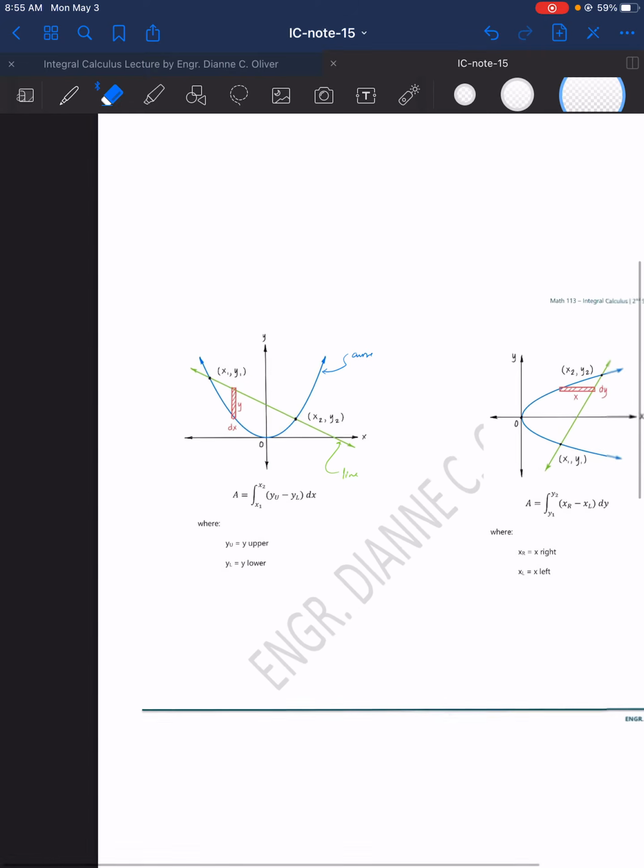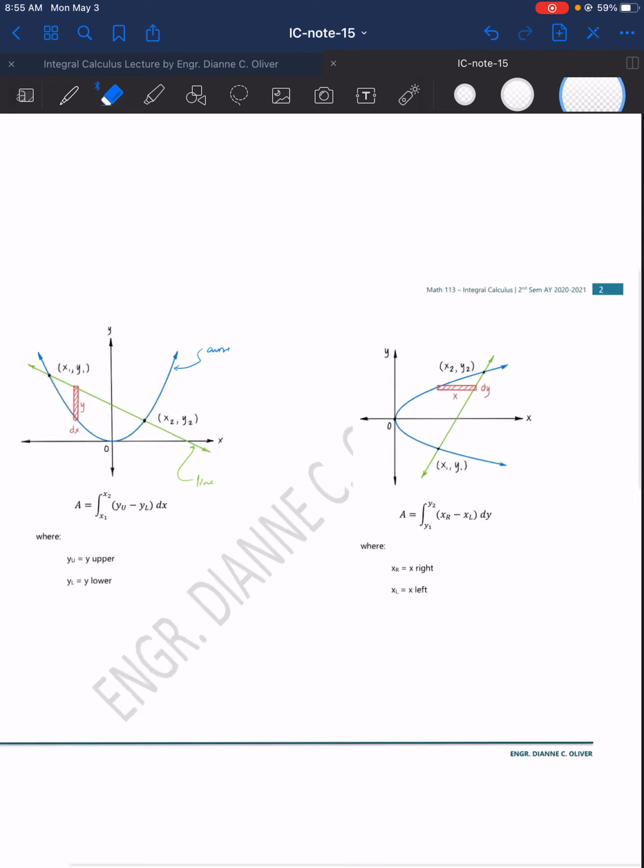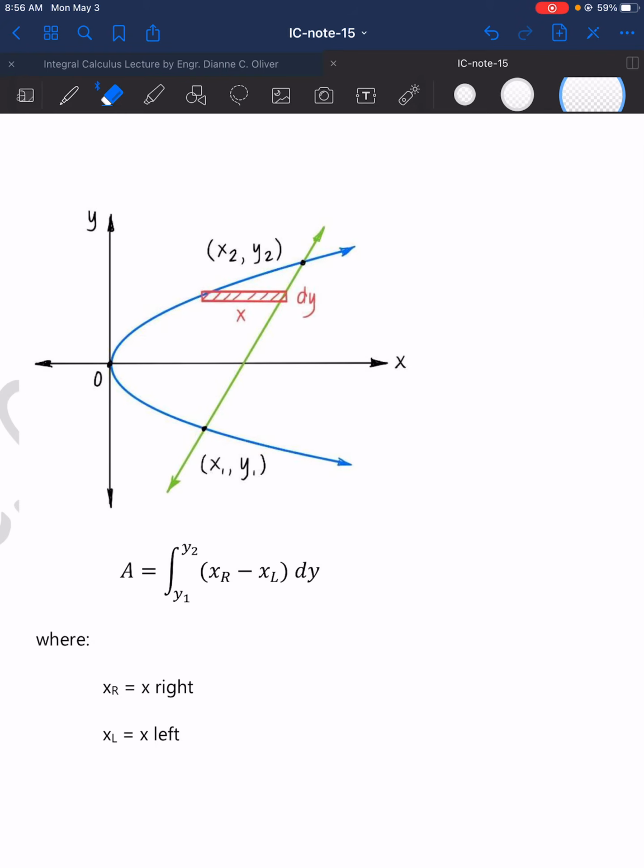So that's for this figure. Let's go to the next figure. So again, it has two boundaries, the curve and the line. Then it has a horizontal area strip of dA of x dy, or that is integral of x dy.